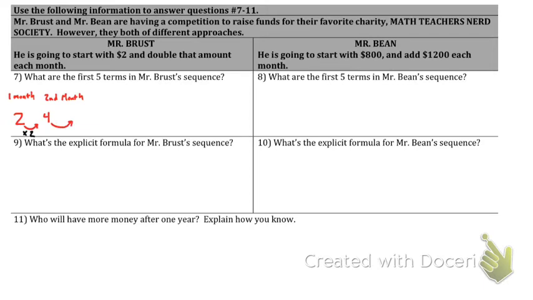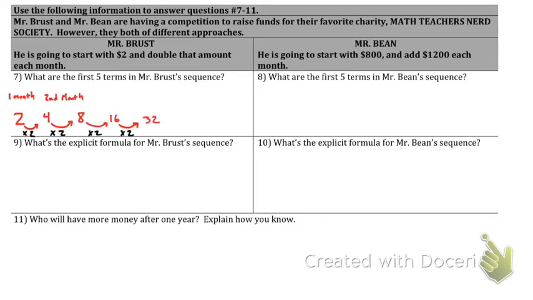And then the third month, again, you're doubling, so we're just going to multiply by 2. And that's going to give me 4 times 2 is 8. And so on. Okay, we're going to continue this all the way through. 8 times 2 is 16. And then we do it one more time because we want the first 5 terms, or the first 5 months.